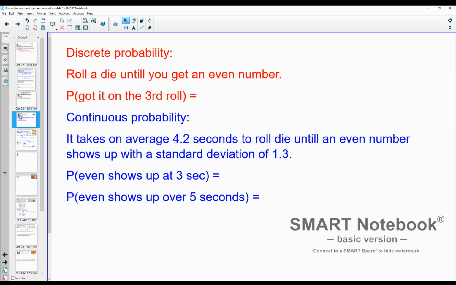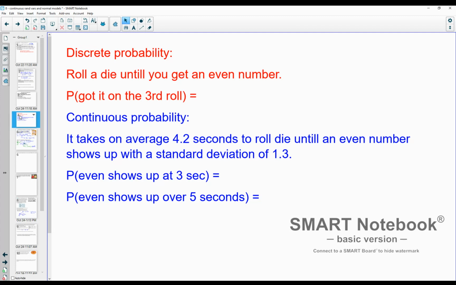When we talk about probability, we can calculate the probability of discrete and continuous situations. And on the first situation, we can use some of the probability skills from Unit 4 to answer it. If you're going to roll a die until you get an even number, the probability you got it on the third roll, you could say, well, I'm rolling until, so that's until the first success. That is a geometric probability model, and I can calculate it and use that model.